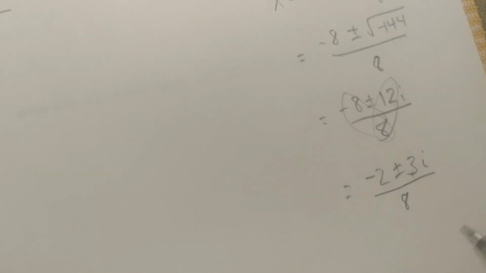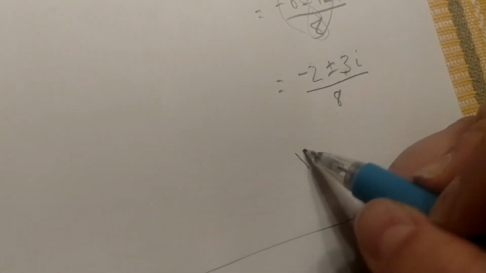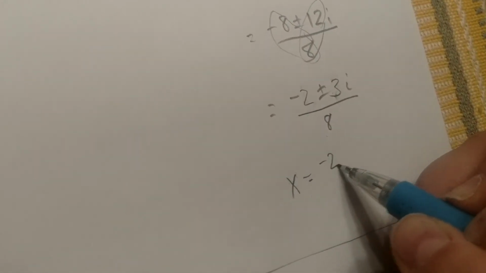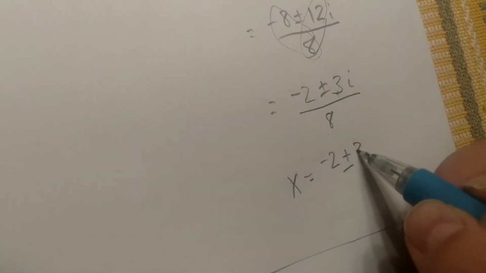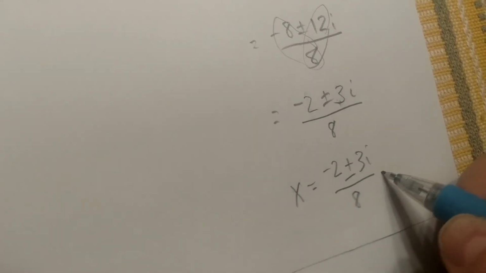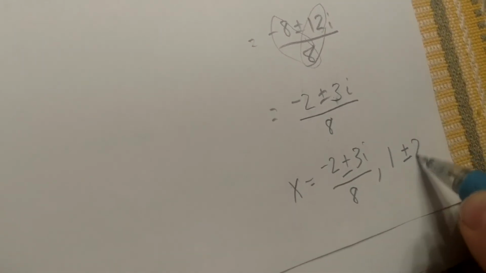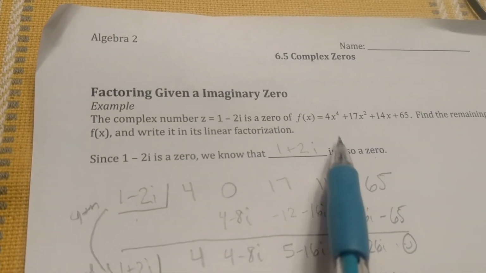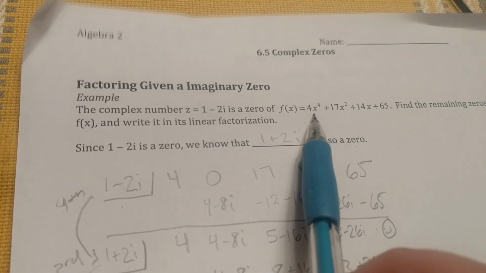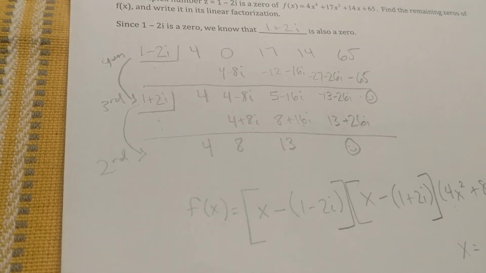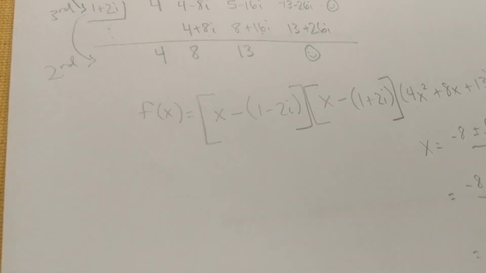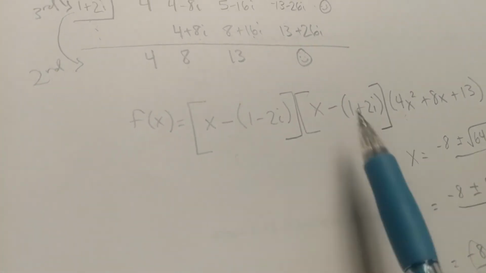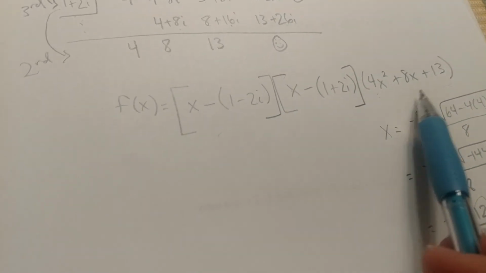If it asked for all my zeros, I have x equals negative 2 plus or minus 3i all over 2, and then I also have 1 plus or minus 2i. This counts for two of my zeros, this counts for two of my zeros, and I know that I should have 4 because this tells me so. My highest power is a 4th degree. But that doesn't help me with the linear factorization part. We factored these two so far, but I need to factor this further.